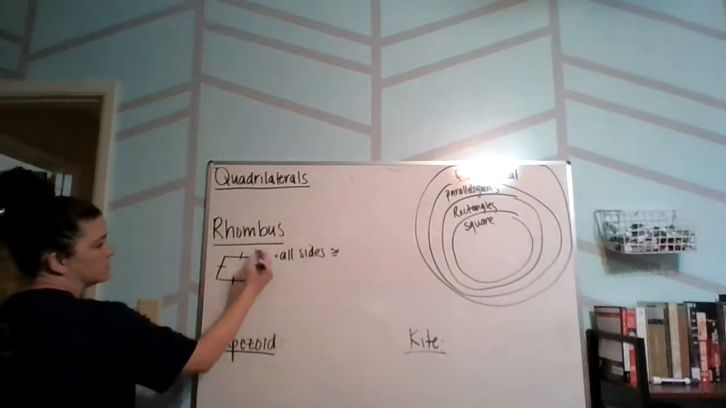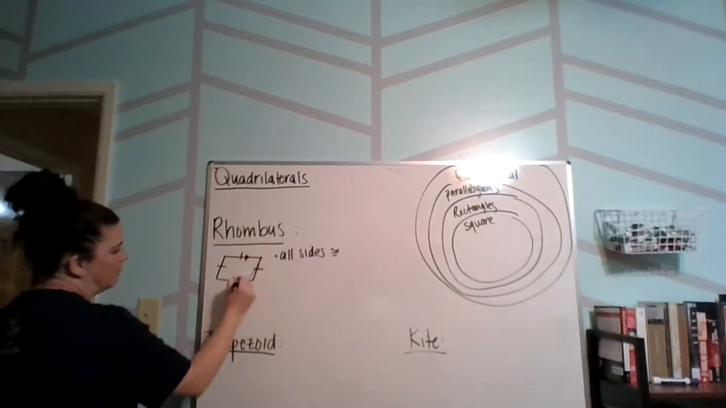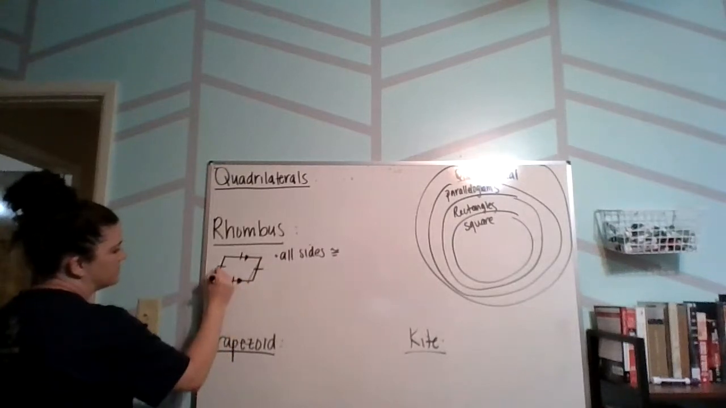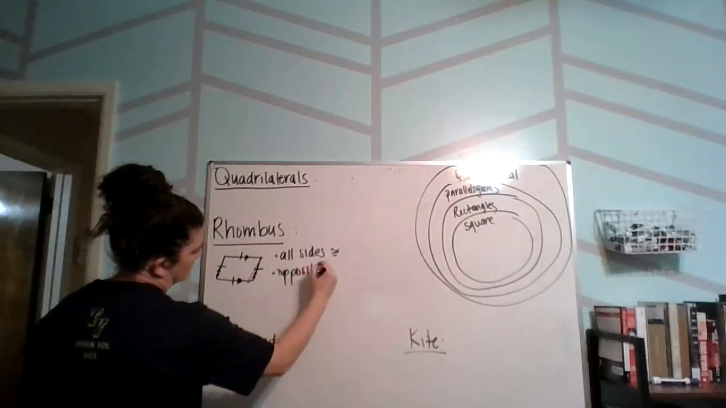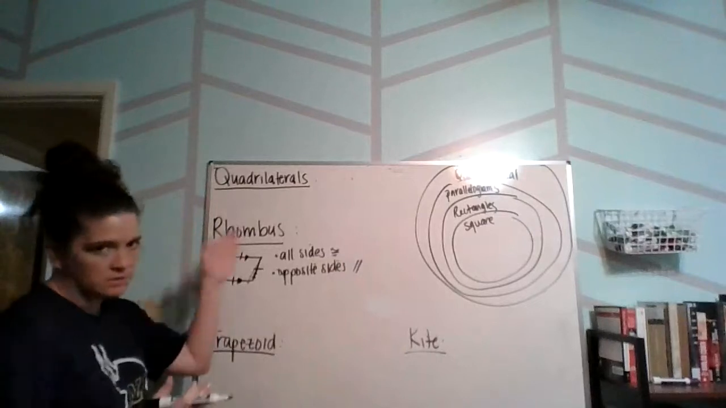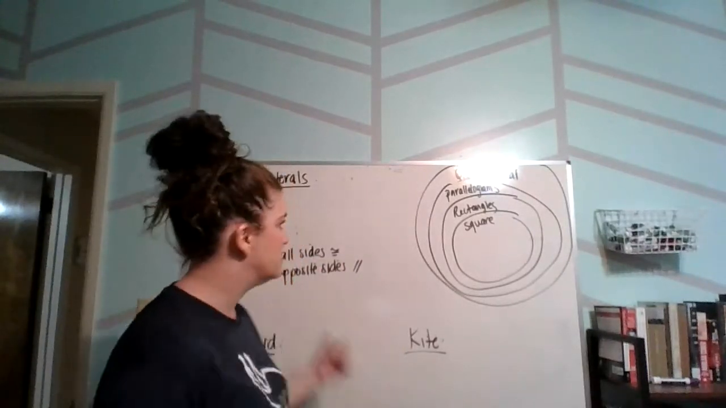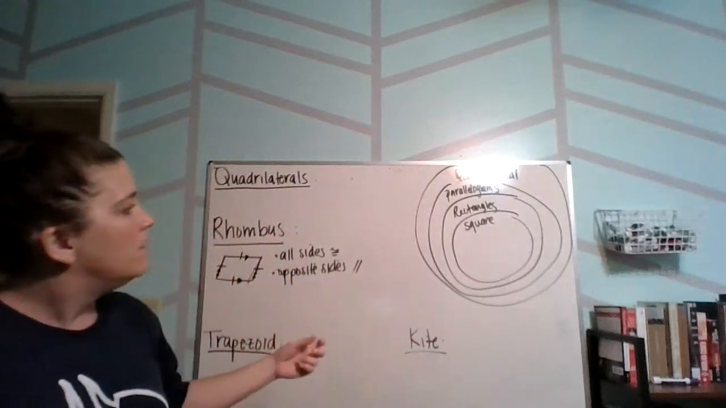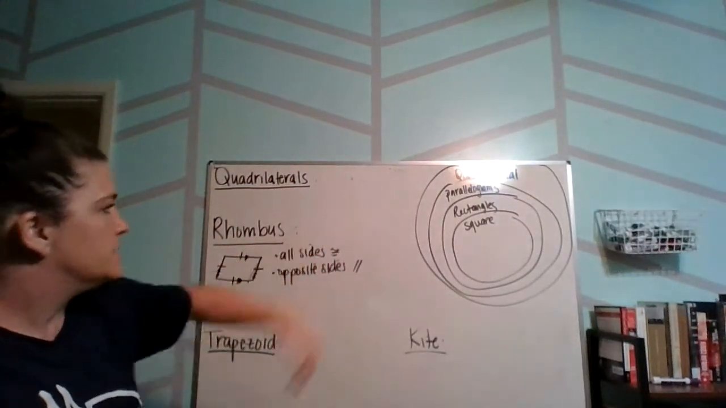The other thing that you should know, since it is a parallelogram, we know that opposite sides are parallel. So remember that diagonal double thing, that means parallel. So opposite sides are parallel, and it would fit within this diagram.